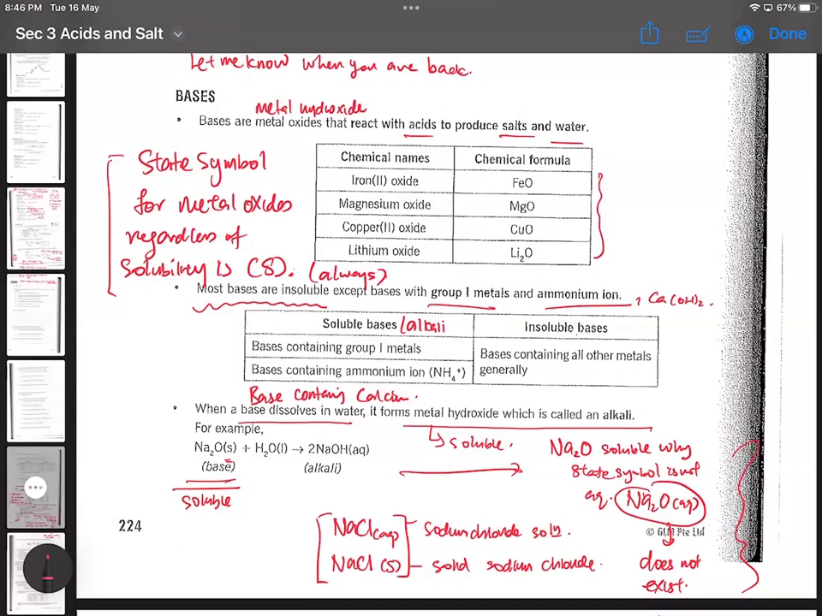Just know that when oxides dissolve, they form hydroxide. That's it. Same thing for lime water. Calcium oxide will dissolve into water and form calcium hydroxide, lime water. That's why in our example, sodium oxide is soluble, dissolves into water, and forms sodium hydroxide. Just remember the oxide is always a solid state.